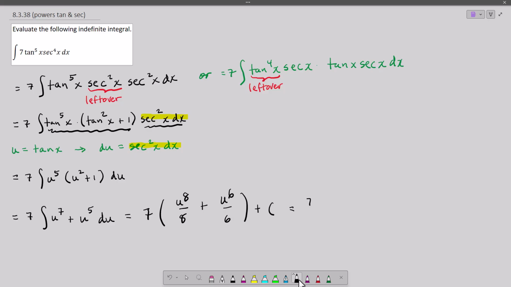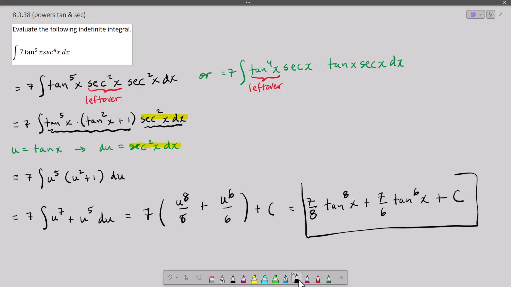I am going to distribute the 7 as well, so we have 7/8 times tangent to the 8th of x, and then plus 7 over 6 multiplied by tangent to the 6 of x plus c. So there is our answer.